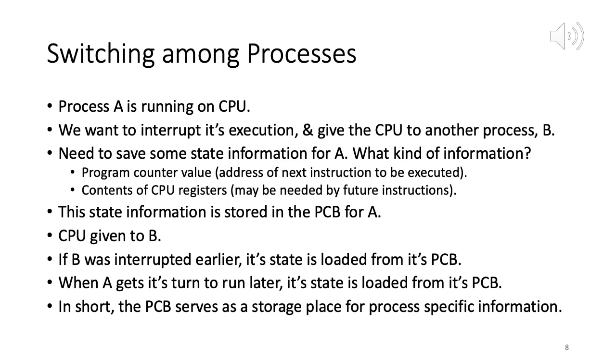If B was interrupted earlier, its state is loaded from its PCB. When A gets its turn to run, its state is loaded from its PCB. So in short, a PCB serves as a storage place for process specific information. This is just describing what we discussed in the previous slide, how exactly a context switch is happening. I hope now the concept of a context switch is clear.